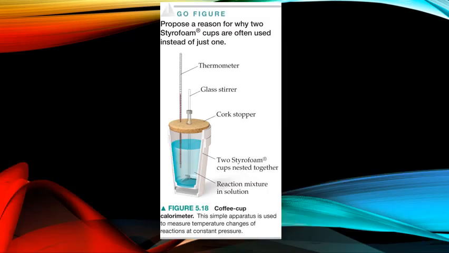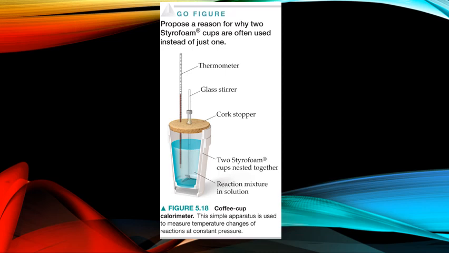So one of the biggest places that we have error in our reactions is in calorimetry. So if you look at this diagram, you'll notice that there are two styrofoam cups that are nestled together. So think for just a moment and come up with a reason why you think the two styrofoam cups are used instead of just one. Pause the video, think about it, and then we'll come up with our answers.